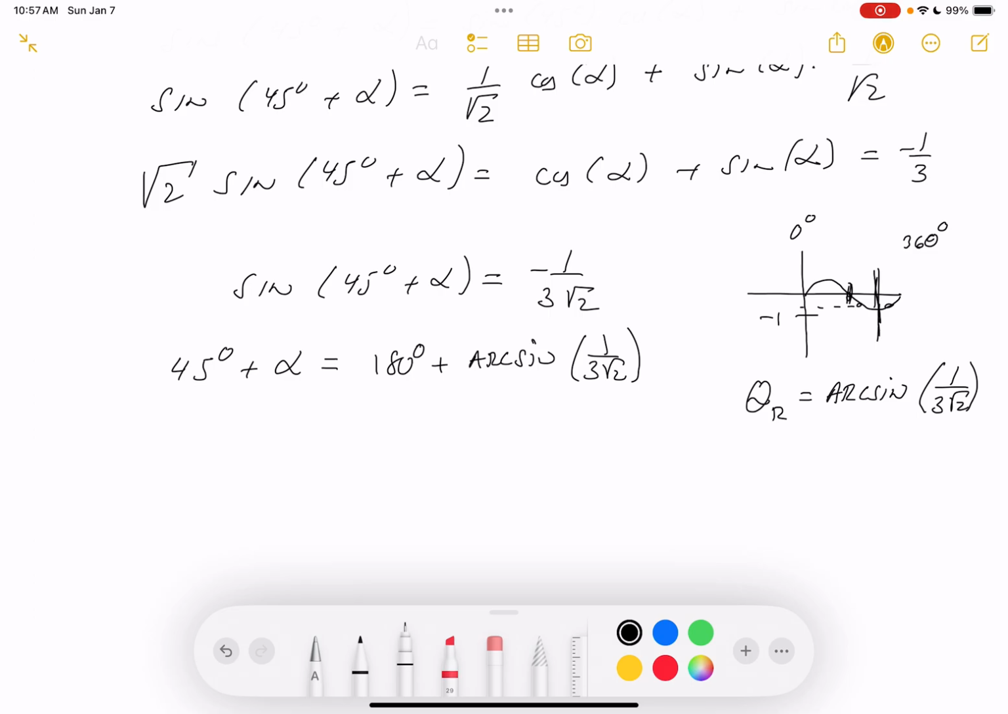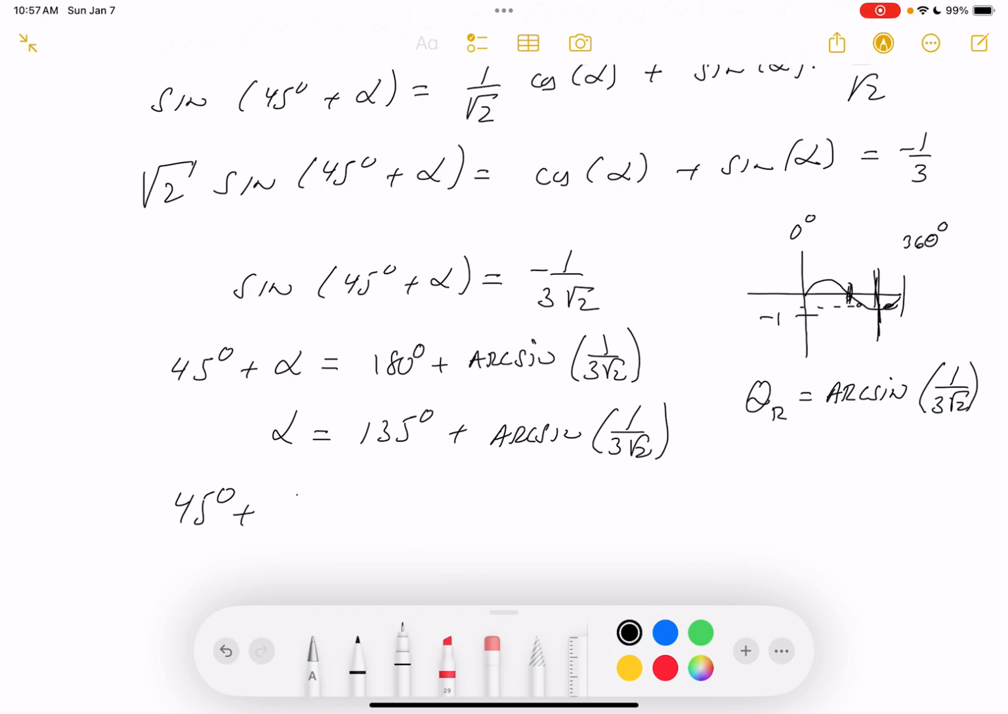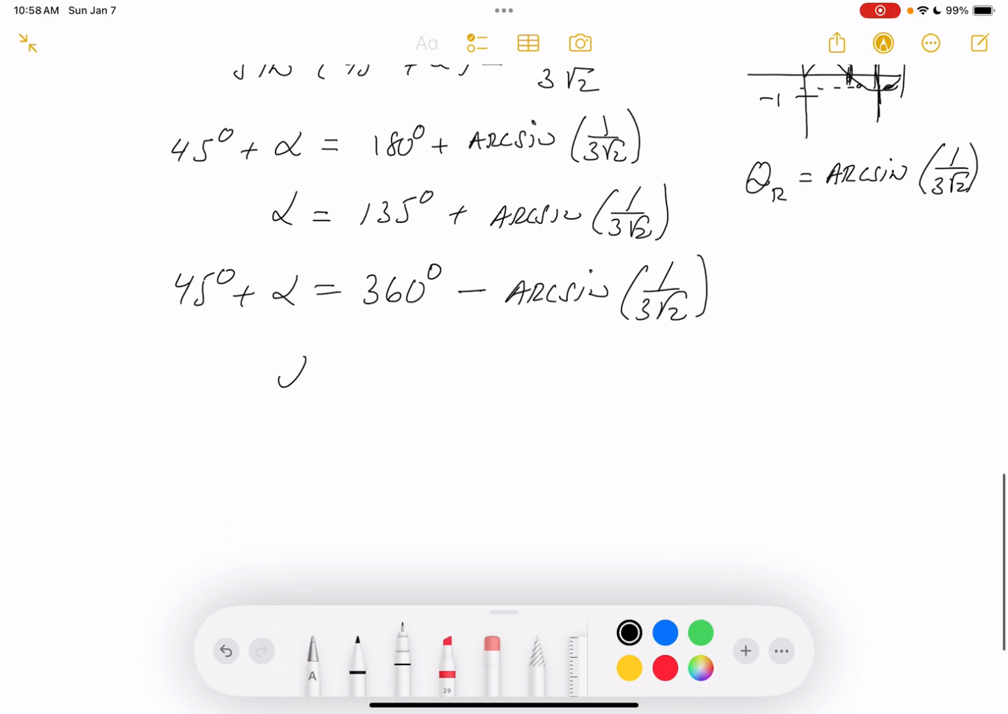Well, that's not so bad. And I guess I could write alpha down now. This is one of them. And 45 from 180 is 135, plus the arc sine of 1 over 3 root 2. I want to do the one in the fourth quadrant now. And that's going to be 45 degrees plus alpha equals 360 degrees minus the arc sine, and this is the reference angle I'm taking away. Let's do the alpha now. You can get 315, taking 45 degrees from both sides.